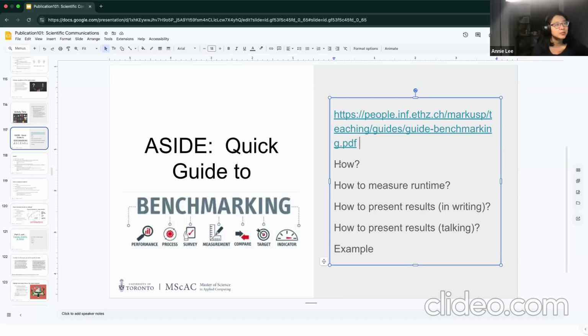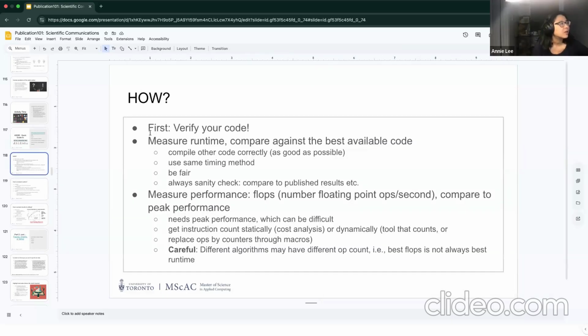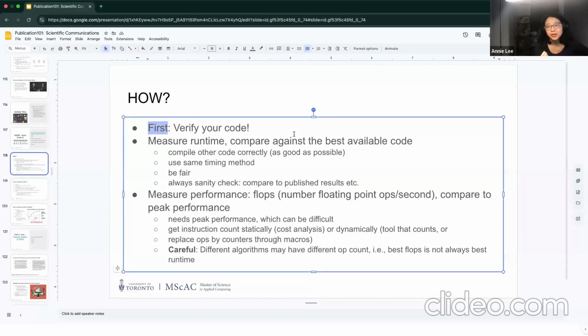So it's very, very important. Yeah. So for benchmarking, I'm going to tell you how. You want to measure runtime. You want to present your results in writing, and you want to present your results in talking. And there's some examples. Yeah, so the first part is verifying your code.